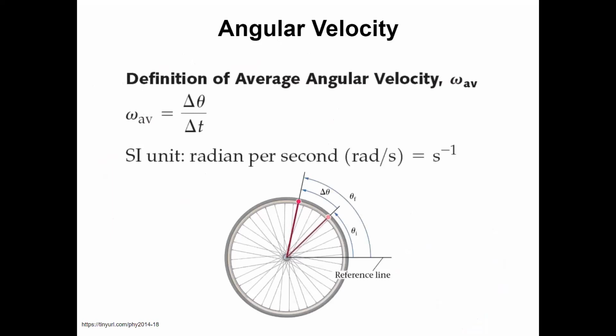And we also took a look at the angular velocity. If you are doing average velocity, you do change in position over change in t. This time, it's change in angular position over change in t. So the SI unit for the angular velocity should be radians per second, or just per second.